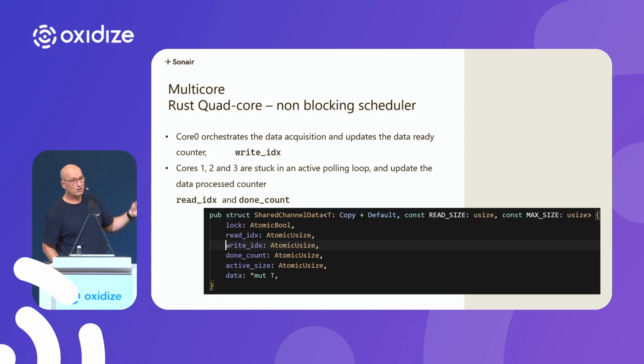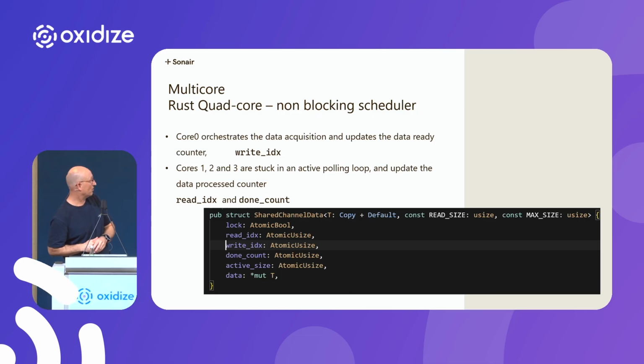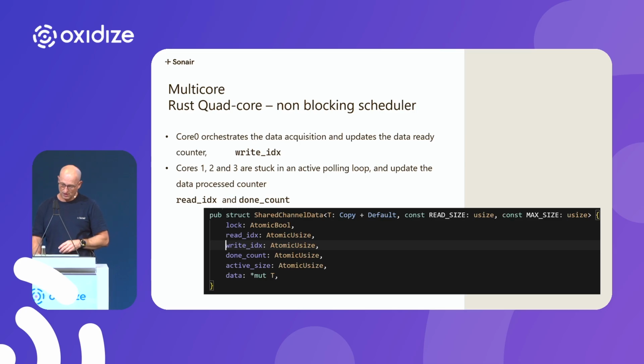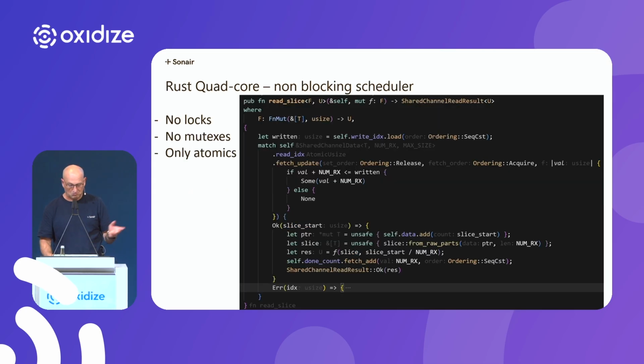Core 0 is given the special responsibilities for doing all the peripheral work, for doing DMA, sending requests over to the analog front end, stuff like that, and then increments the write index on arrival of new data. And then cores 1, 2, and 3 are just stuck in an active loop, basically looking for whether the read index is smaller than the write index. And this is our scheduler.